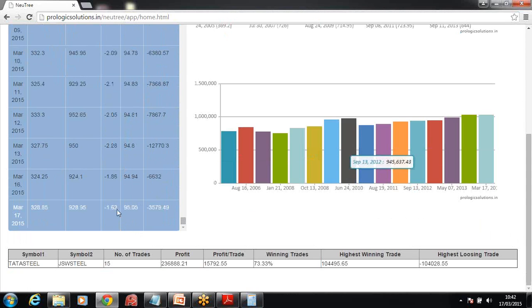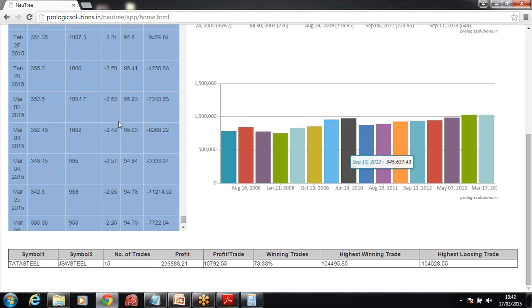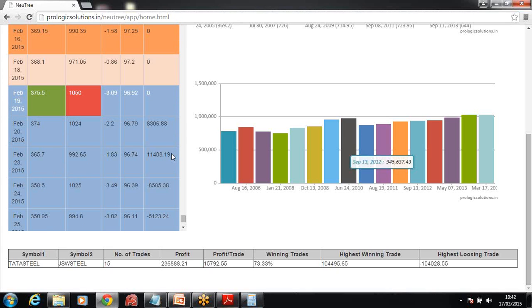And overall the Z score now is 1.62. So our exit will be 1.0 or 1.1. That is our final exit. So the losses have actually come down to 3,500. But you have already, on the second day itself, made a profit of 11,400.